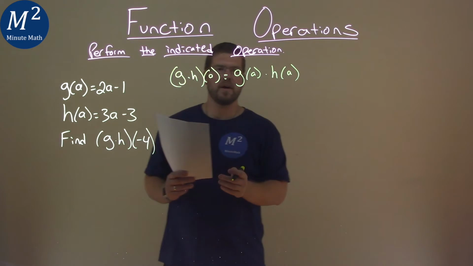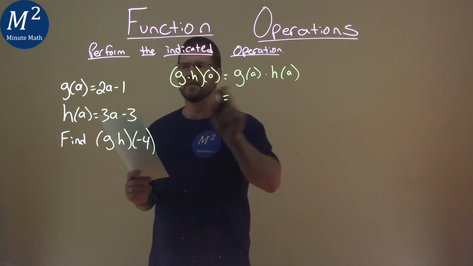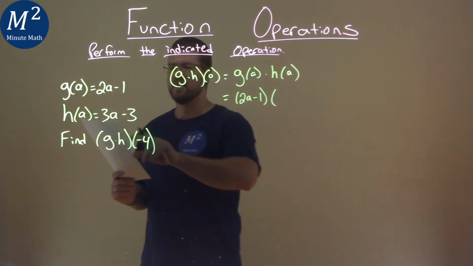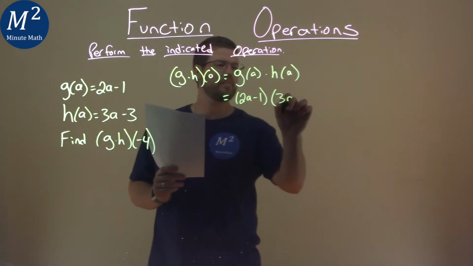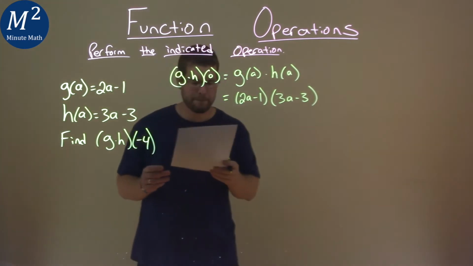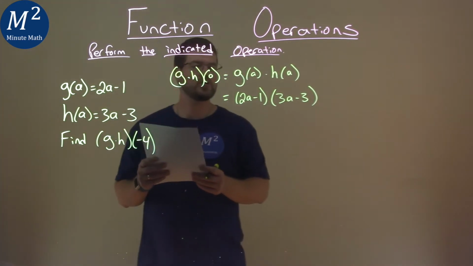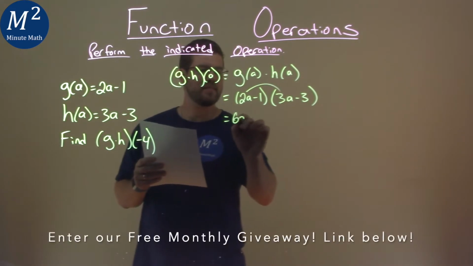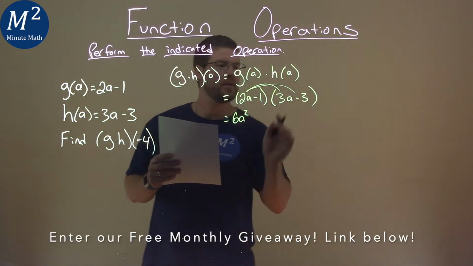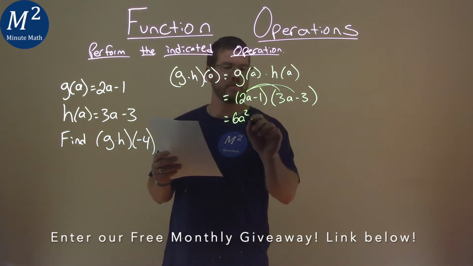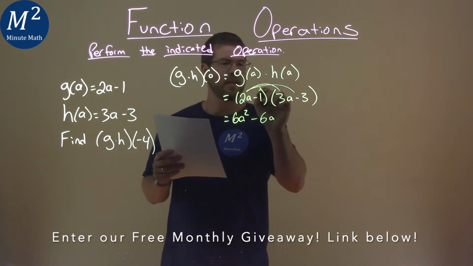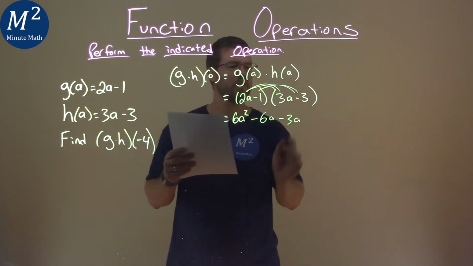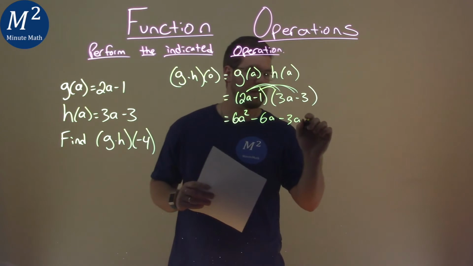So now we can simplify that. What's g of a? Well, 2a minus 1. h of a is 3a minus 3. Okay? So now let's distribute this. 2a times 3a is 6a squared. 2a times negative 3 is negative 6a. Negative 1 times 3a is negative 3a. And negative 1 times negative 3 is a positive 3.